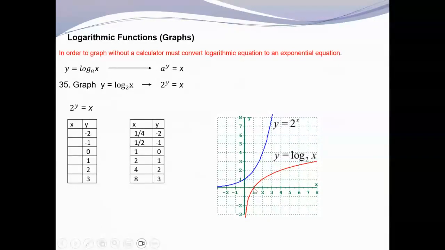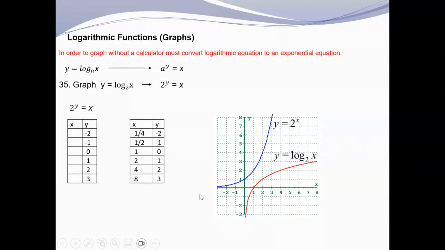When x is 1, y is 0. When x is 2, y is 1. When x is 4, y is 2. When x is 8, y is 3. So that's your graph. And the one in blue is the one that we graphed in previous slides. So this is how you graph them.